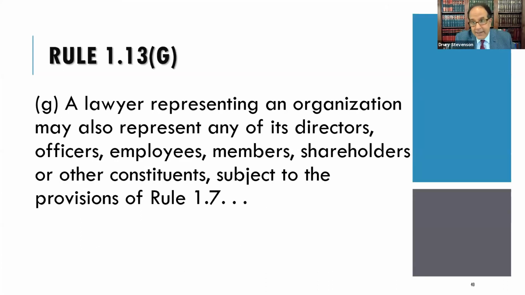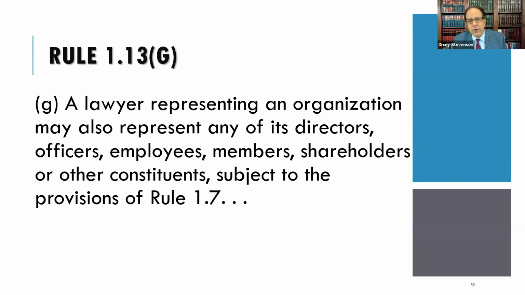Now, G kind of goes along with F, and this says that, bottom line, it is okay, permissible, but not automatic, that you would represent a constituent and the entity. So just to make sure you understand, the default rule is F, where the entity is your client, not a constituent. But sometimes the entity client, the organization, actually wants you to represent their CEO who's listed as a co-defendant, let's say, or their employee who's listed as a co-defendant.